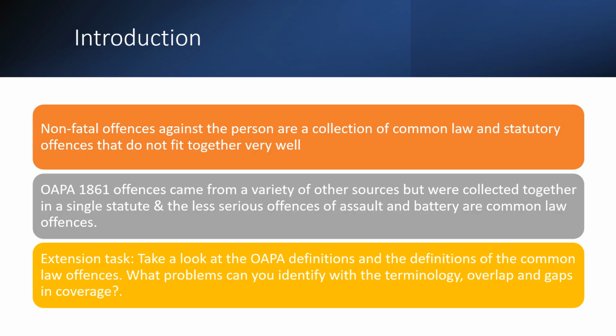So non-fatal offences against a person are a collection of common law and statutory offences. They don't fit together very well, of course. The OAPA 1861 offences come from a variety of other sources, but were collected together in a single statute. And for the less serious offences of assault and battery, which are common law offences, the sentence is provided under Section 39 instead.